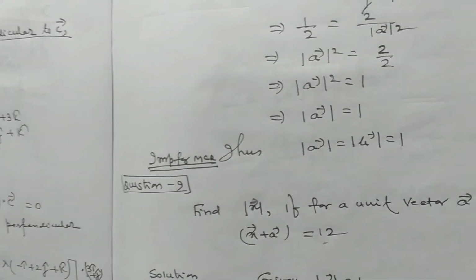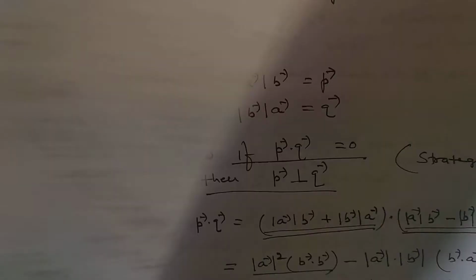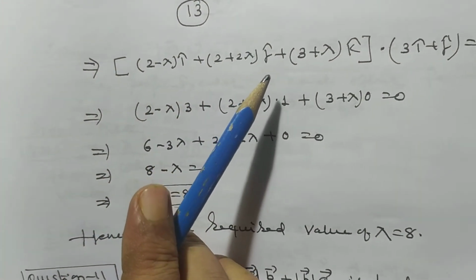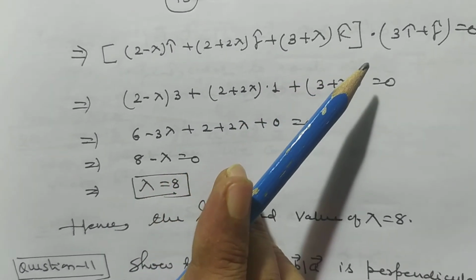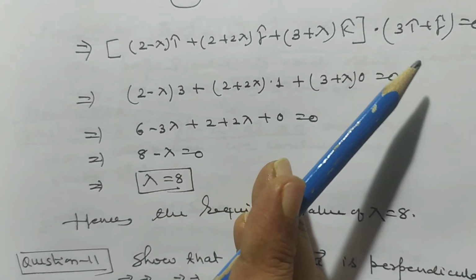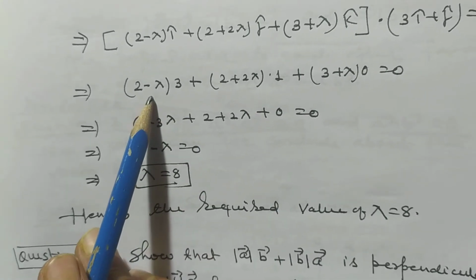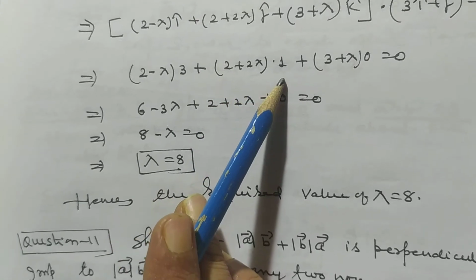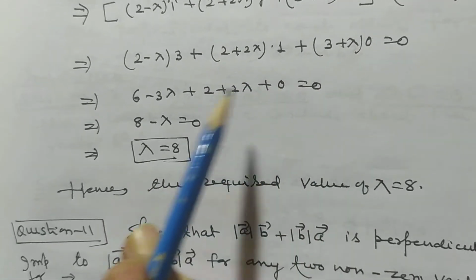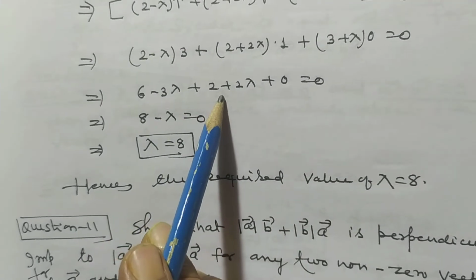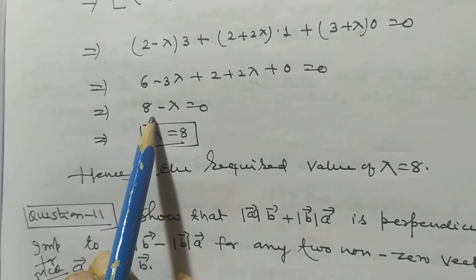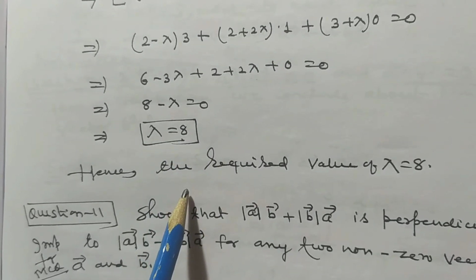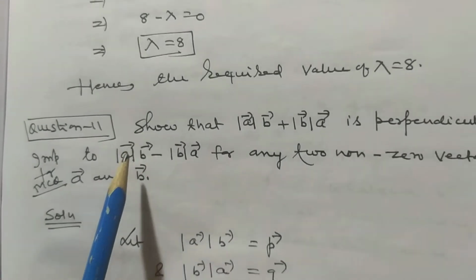So now my dear students, 2 minus lambda I cap plus 2 plus 2 lambda J cap plus 3 plus lambda K cap dot product with 3I cap plus J cap is equal to 0. Now 2 minus lambda into 3 plus 2 plus 2 lambda into 1 plus 3 plus lambda into 0 is equal to 0. So 6 minus 3 lambda plus 2 plus 2 lambda is equal to 0. This implies 8 minus lambda is equal to 0. This implies lambda is equal to 8. Hence the required value of lambda is equal to 8.